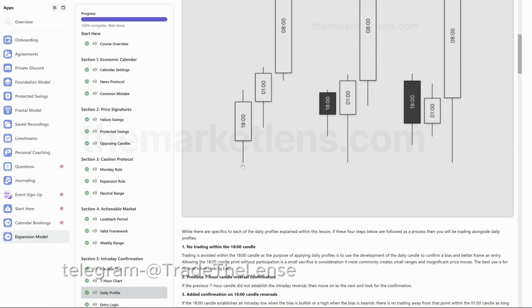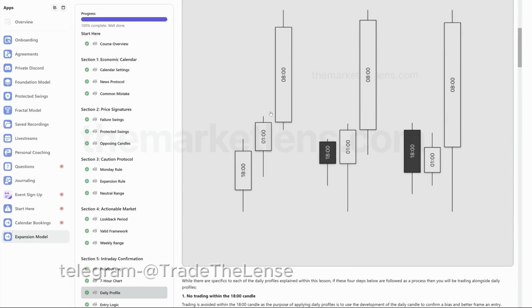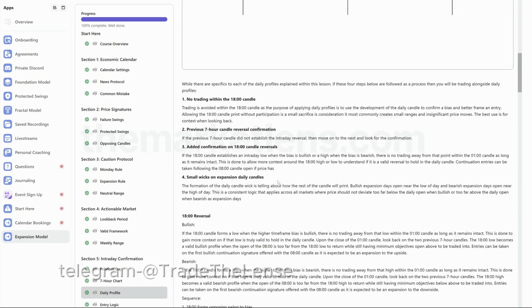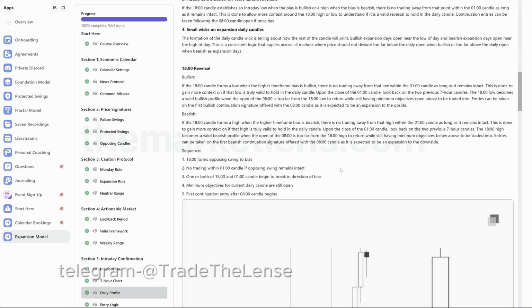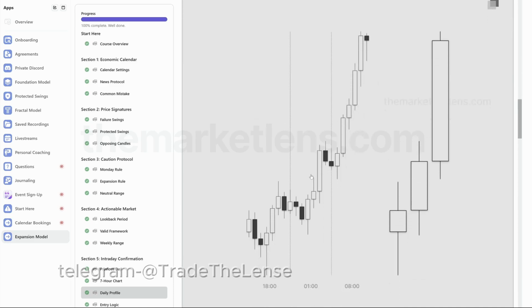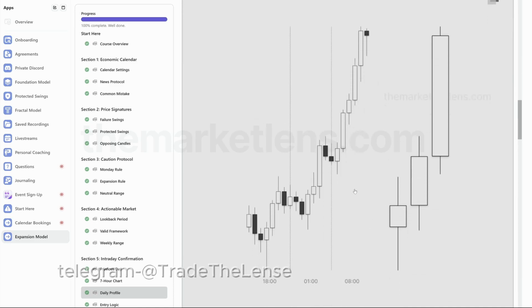So if you're bullish and there's an 18 candle low here, as long as that's intact, you're not trading. If you're bearish and there's an 18 candle high, as long as that remains intact, you're not trading in this candle here. We're waiting for that close because we're going to look back on that. This is a valid profile, and I'm going to talk about this because it's the one that's a little bit different. This becomes a valid profile when, let's say we're bullish, it makes its low.